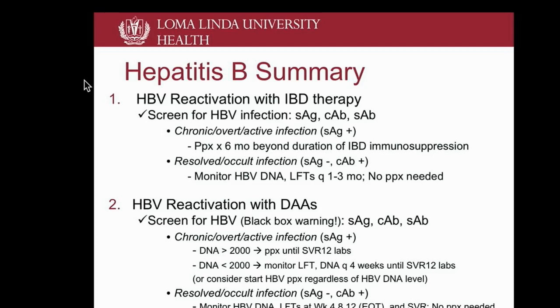So for those with hepatitis B reactivation and DAA therapy, again, there's a black box warning. You must check for surface antigen, core antibody, and surface antibody. If they come back surface antigen positive, it's up to you. Again, these guidelines I find a little questionable. If they have high level of viremia, you absolutely must prophylax them prior to the DAAs, and you can probably stop it at their SVR12 labs.